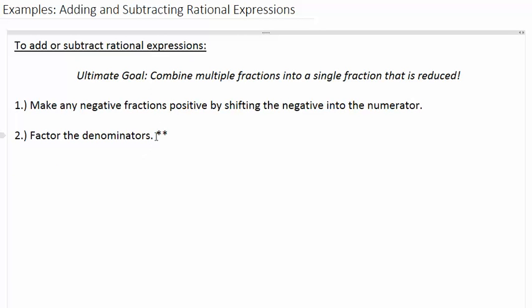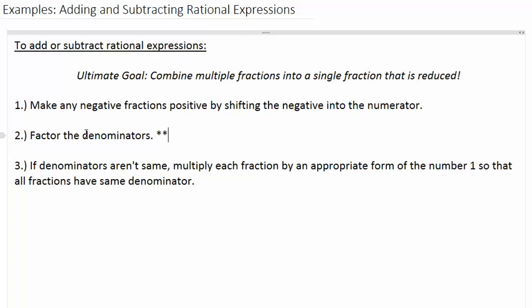Number 2, I put 2 stars next to this because this is what most people forget to do. Factor the denominators. You want to break your denominators down to their smallest pieces before you try to add the fractions or rational expressions. And that's because if the denominators aren't the same, you have to make them the same. So you multiply each fraction by an appropriate form of the number 1. These forms of 1 will look like fractions, and the goal is to multiply them by a form of 1 so that all the fractions will have the same denominator afterwards. Okay, so you'll see how that works.